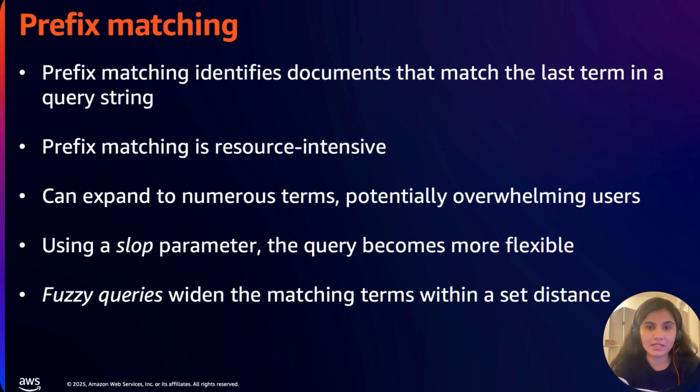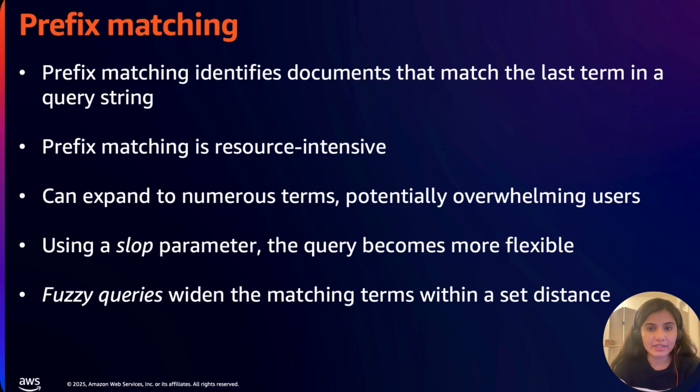The first one is prefix matching. It identifies documents that match the last term in a query string. It can be used for autocomplete by searching for text entries starting with a specific prefix. It is, however, resource intensive and can expand to numerous terms, potentially overwhelming the users. To manage this, you can set a maximum expansion limit.